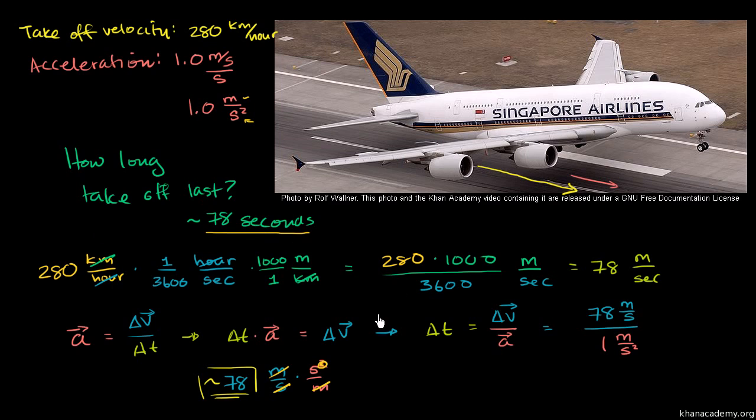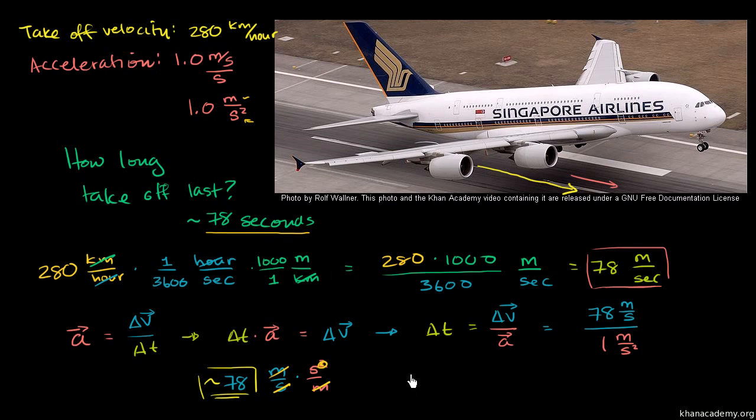So we want to figure out the displacement, or how far does this plane travel as it's accelerating at 1 meter per second squared to 280 kilometers per hour, or 278, or where did I write it over here? 278. I converted it over right over here. As it accelerates to 78 meters per second, how much land does this thing cover?